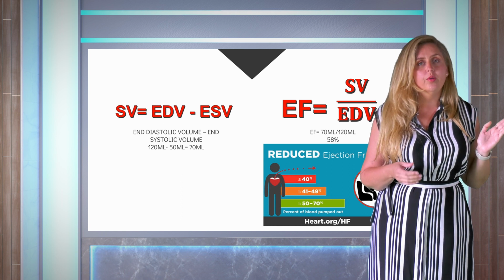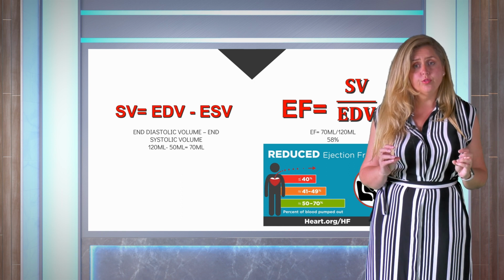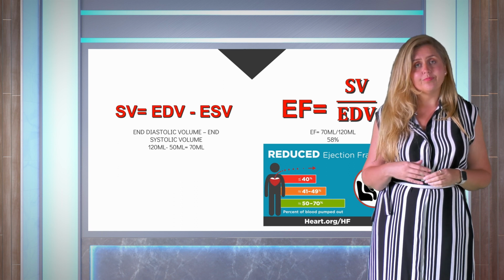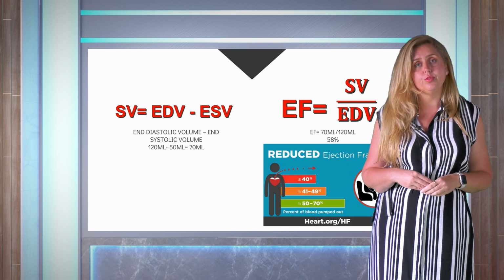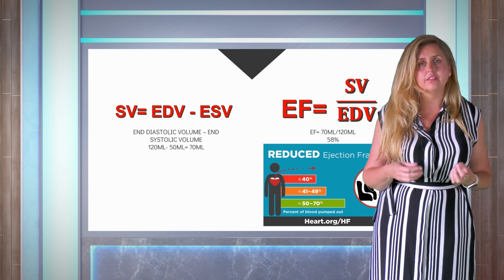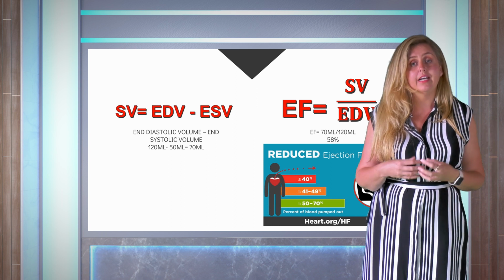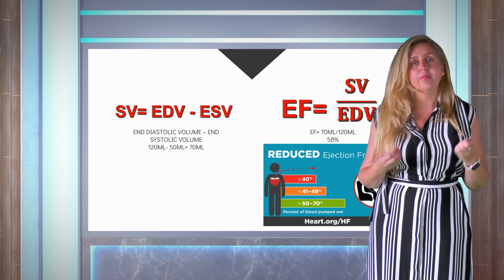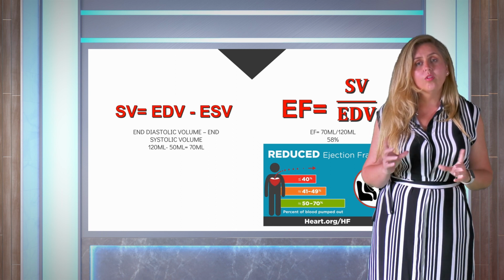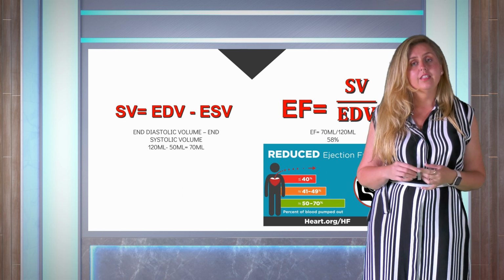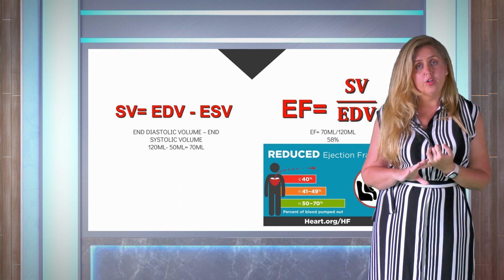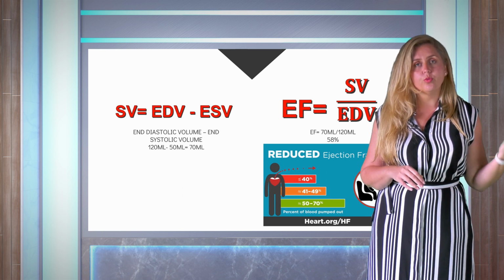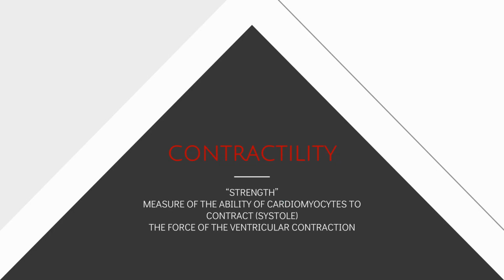We say 41 to 49 is reduced, and less than 40 is severely reduced. And then we're looking for reasons. Could be heart failure, could be MI. What is the reason that the heart is not ejecting enough stroke volume out? All this information we can get from cardiac output monitoring, our volumes, and our ejection fraction we can also get on an echo.